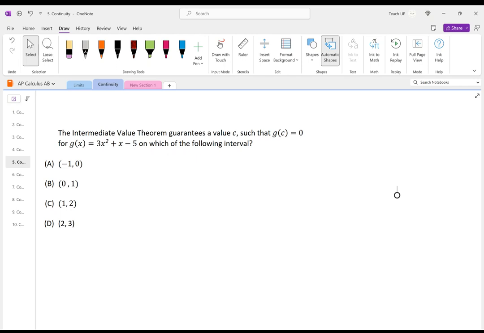Now, we need to understand what the intermediate value theorem says. It just says when we have a function that is continuous on an interval, then that function will take on every value on that interval.